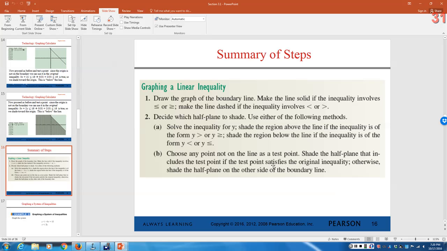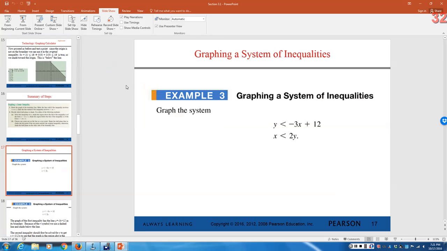So choose step 2B. Choose any point not on the line as a test point. Shade the half plane that includes the test point if it satisfies the original inequality, and otherwise shade the other side of the boundary line. So it's pretty cut and dried. Now the next thing we're going to do is graph a system, meaning more than one linear inequality. And it works pretty much the same way.